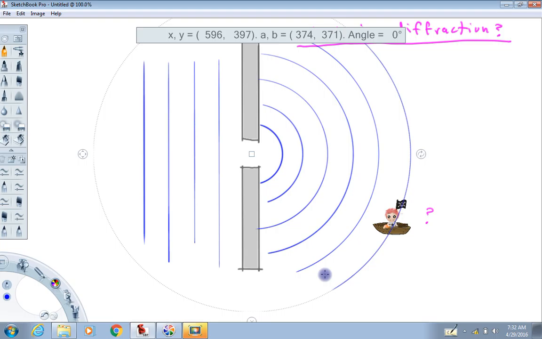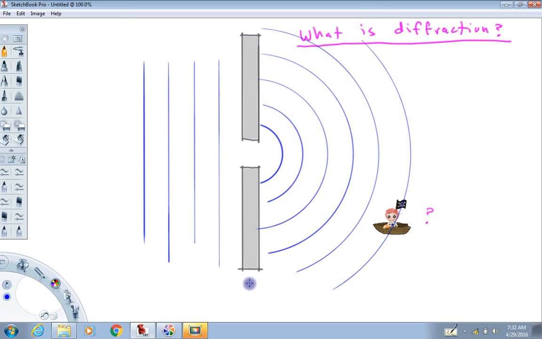Right? So this process where these waves change direction around this boundary here, that's what diffraction is. So I guess the simplest way to put it is the changing in wave direction as it goes right around a boundary. Right? Water waves are not the only waves that diffract.